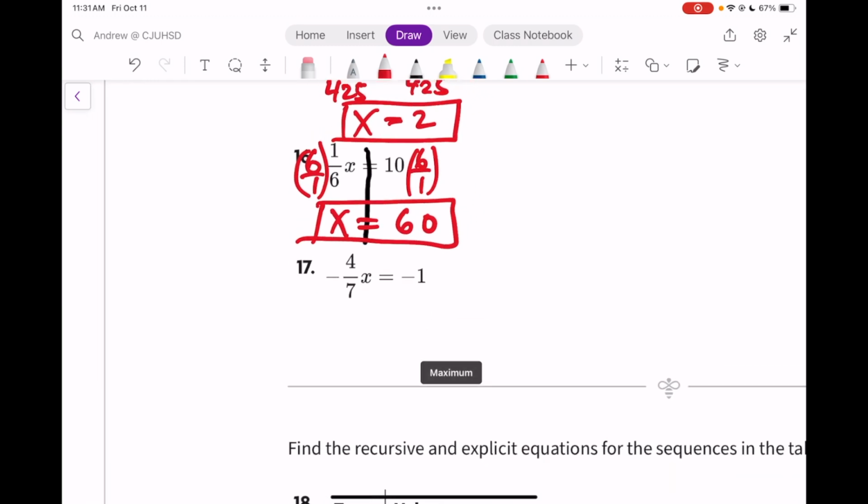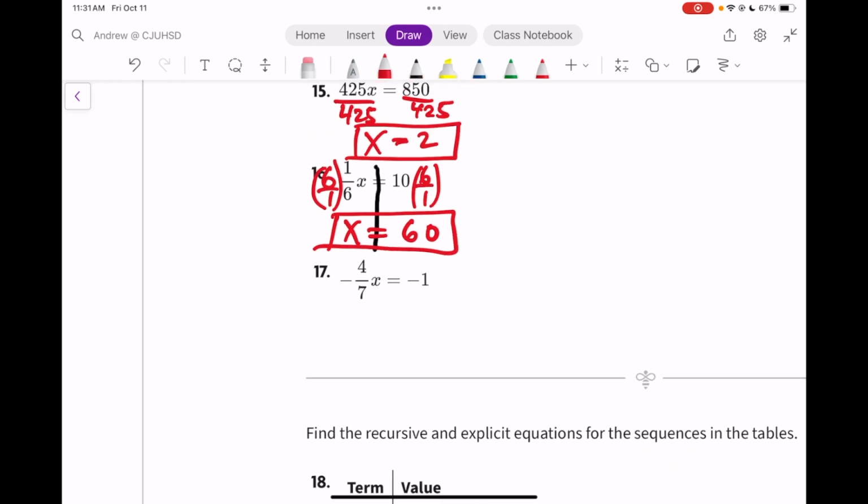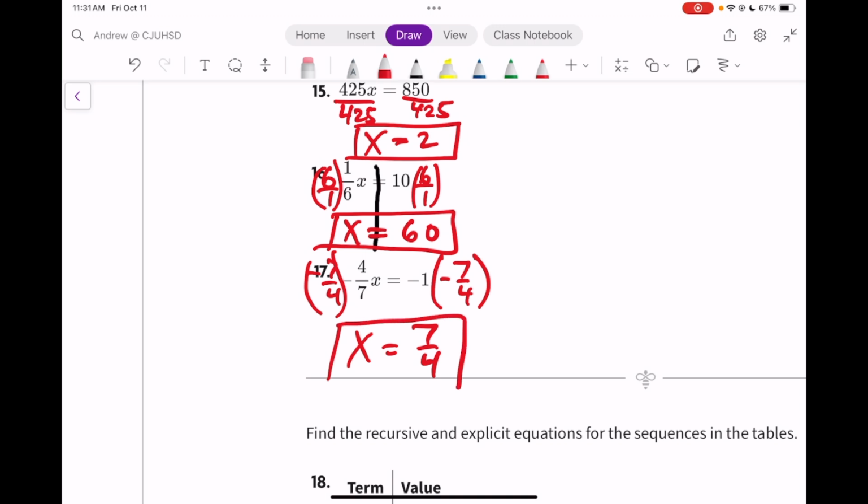Next, we're going to use the reciprocal. So we're going to take the fraction -4/7 and flip it upside down and make it -7 over 4 on both sides of the equal sign. X equals, and a negative times a negative is positive, and it's 7 over 4. No need to put it as a decimal.